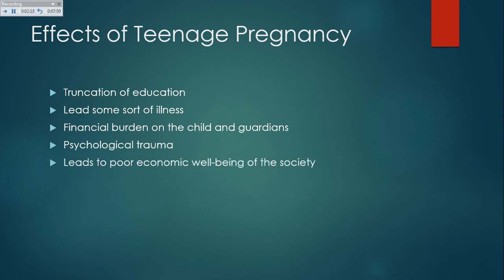The next effect is that it leads to poor economic well-being of the society, because when a lot of teenagers become pregnant and they are not able to continue their education, they are mostly unable to also contribute economically and financially to the activities of the society. Most of them too may also not decide to learn a trade, so they tend to become more dependent on others.